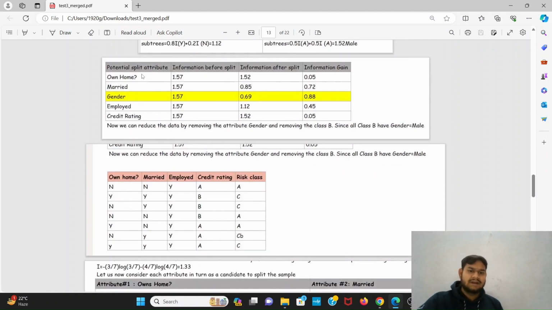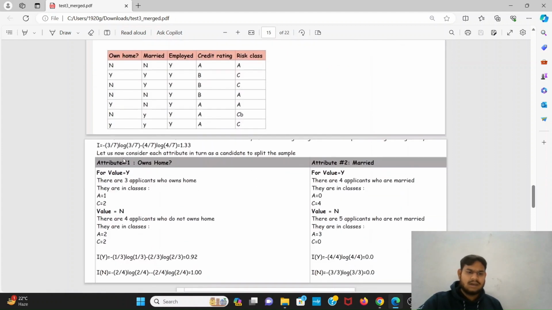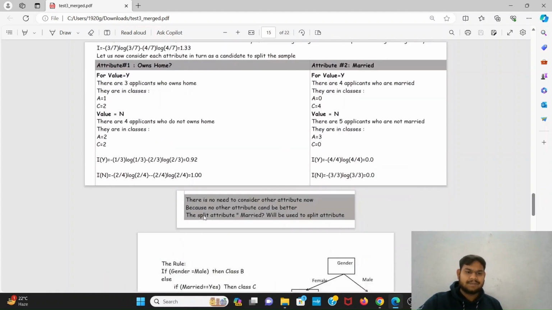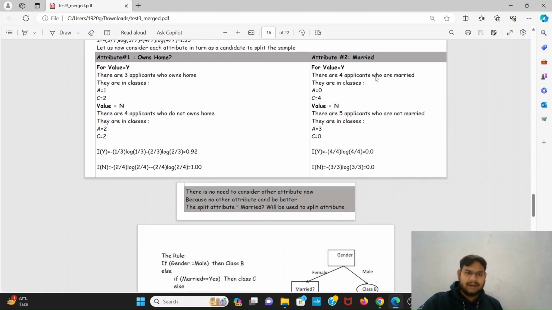Potential split attribute: gender. Now we can reduce the data by removing the attribute gender and removing the class B, since all B class have gender male. Let us now consider each attribute in turn as a candidate to split the sample: owns home or married.